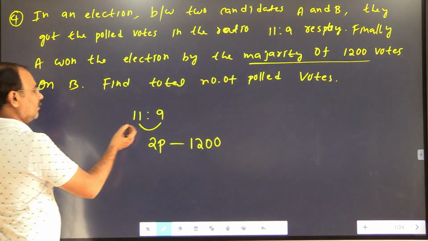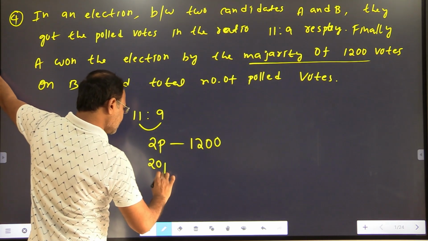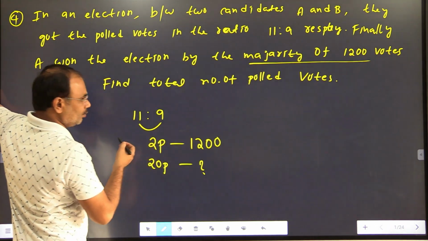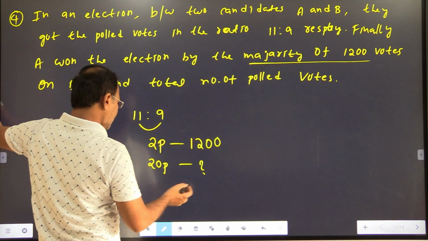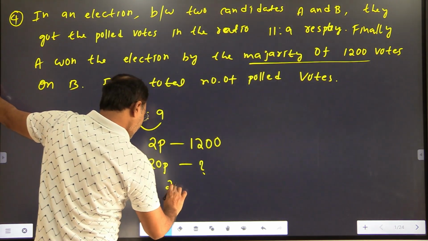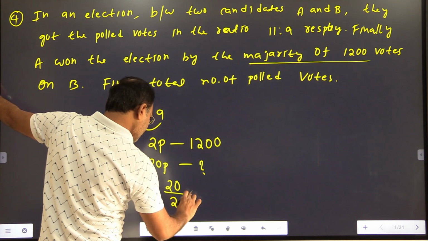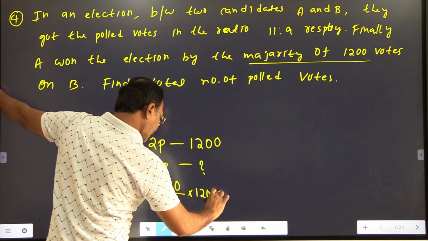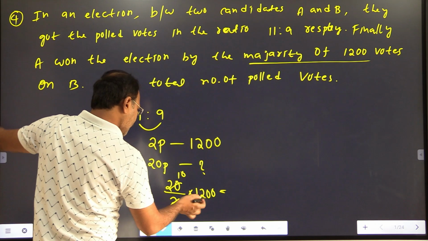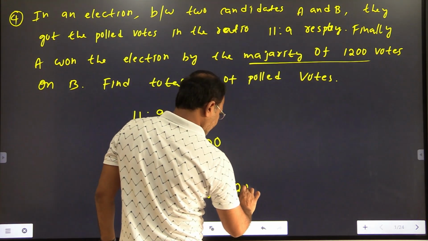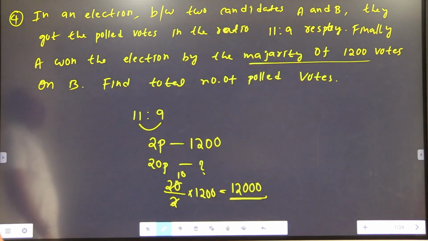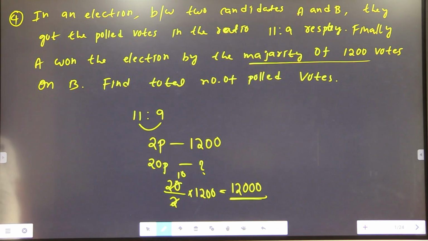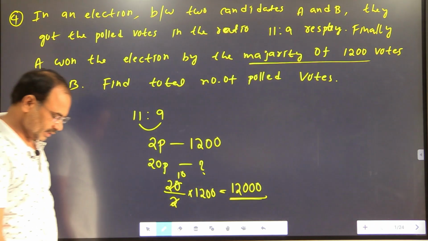Number of polled votes means 11 plus 9, 20 parts. So total number of votes means the votes A got and the votes B got, added together: 11 plus 9, 20 parts. So if 2 parts is 1200, then what is 20 parts? This is also a very easy question. Required value 20, given value 2 into 1200. So 2 ones are 2, 2 tens are 20, so 1200 into 10 is 12,000. So this is the answer. Total number of votes polled is 12,000 when the majority is 1200 votes. So simply, this is also a very easy question.